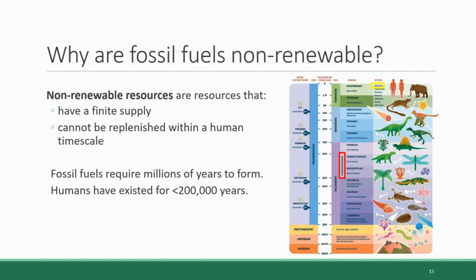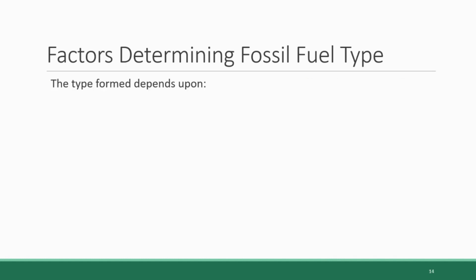So these fuels are non-renewable once they are gone, and humans are using a lot of them. But our main discussion on how humans use the three major fossil fuels and the consequences of that use is going to come later in this chapter. For now, we're going to look at how the three major fossil fuel types are made.